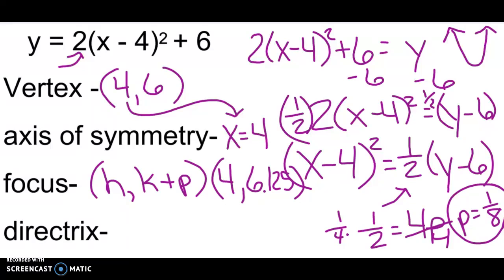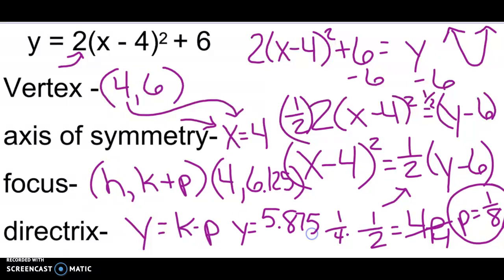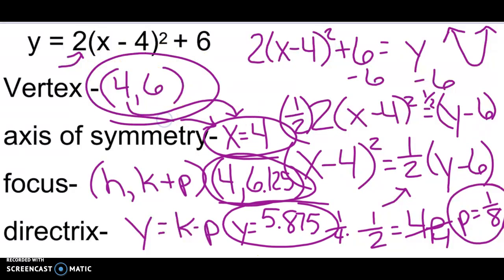Our directrix is just going to be another line. It's going to be perpendicular to this line, so it's going to be y equals whatever k minus p is. I'm going to use a calculator so I can be sure of what those decimals are, because it's kind of complicated. So if my k is 6, I'm going to subtract 0.125 or 1/8, and I get 5.875. So y equals 5.875. There we go. So now we've got all of our equations and all of our critical points.